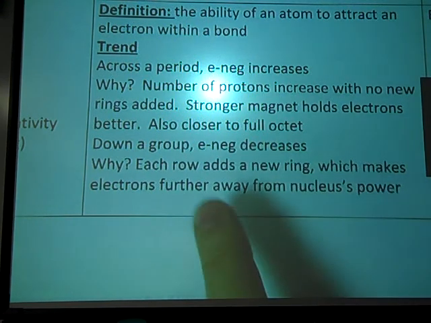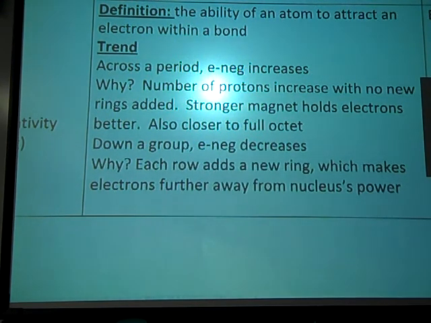As we go down a group, each row adds a new ring, which makes the electrons further away from the nucleus's power. That shielding effect, as we put more rings between the nucleus and those outermost electrons, the nucleus's hold on those outermost electrons gets weaker and weaker and weaker. This is actually a measurable number. If you know anything about polarity in bonds, this is what determines polarity. How well can an atom attract the electrons within a bond? How much does he want them? You can look at the electron configuration as well, because the closer we are to a full octet, the more the atom is going to pull on those electrons and try to make them their own.